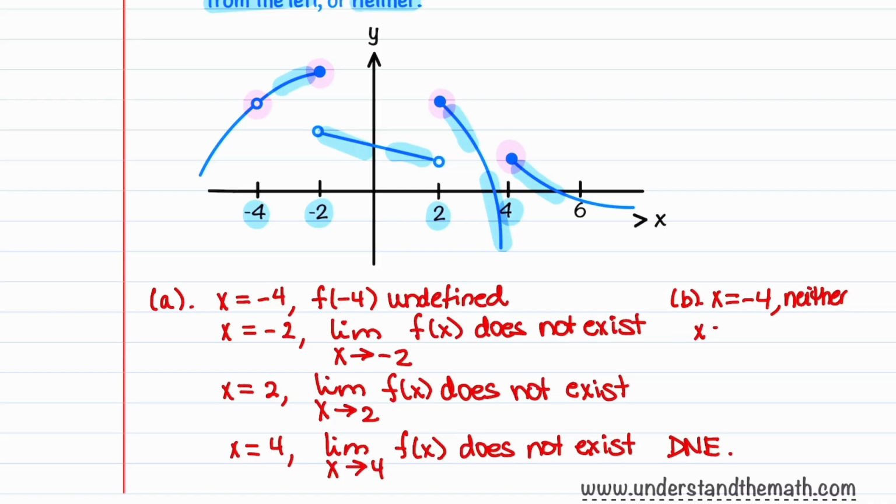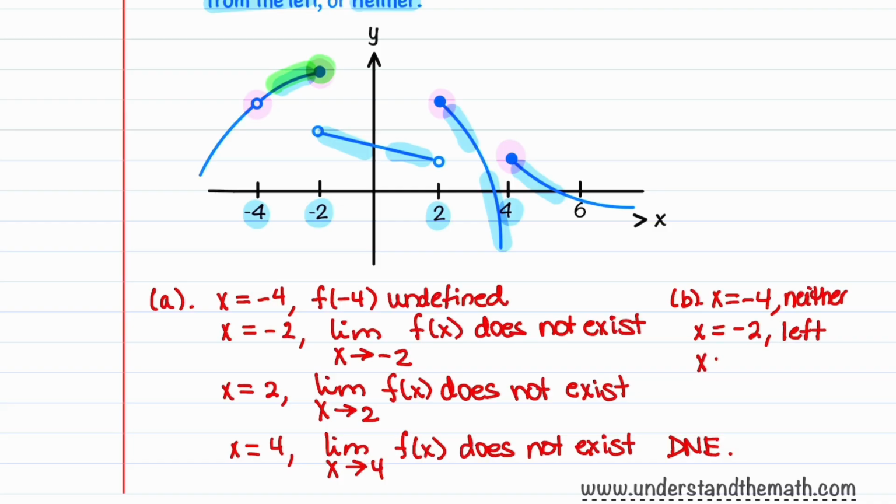Let's look at our next point. x is equal to minus 2. At minus 2, let's go up here and look at our graph. Notice that as we approach from the left, our left-hand limit is equal to our function value, so it is continuous from the left. So let's go down here and write left.